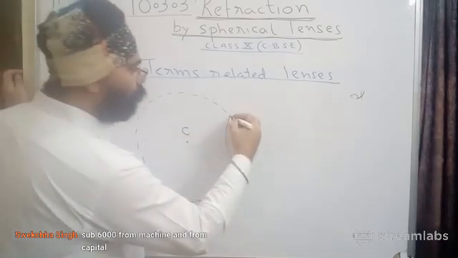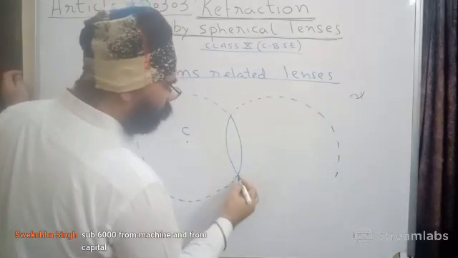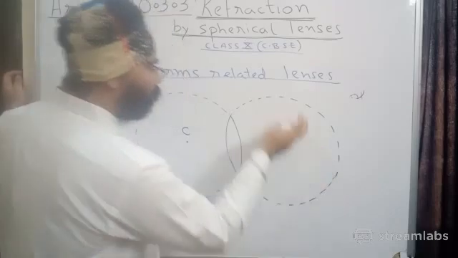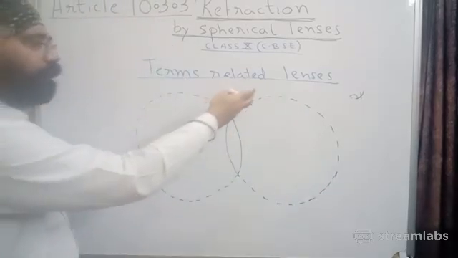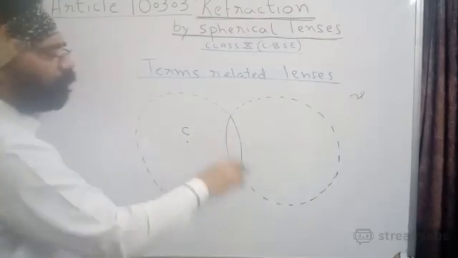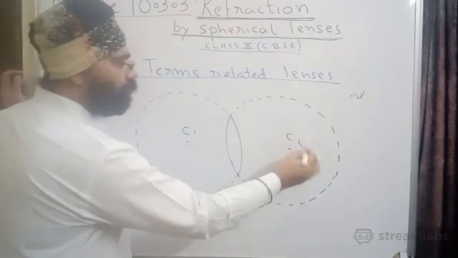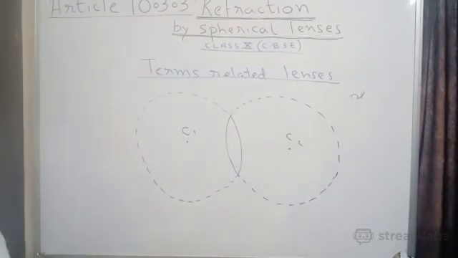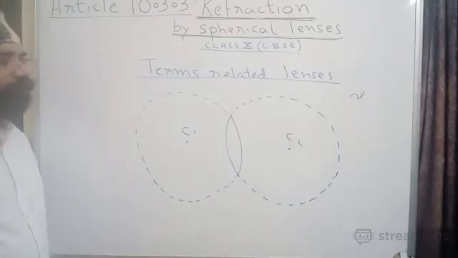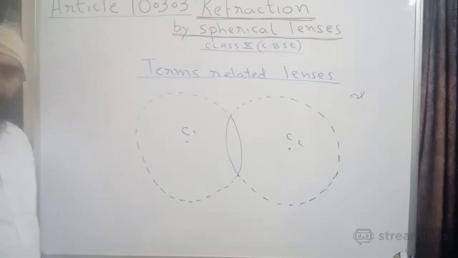Okay, and similarly the other part also is a part of a sphere. Had it been one sphere, it would have been a part of that sphere, and that also has a center. Okay, this is C1, this is C2. When we were talking about mirrors, we were having just one center, right? Now we have got two centers. Got it? We got C1 and C2.